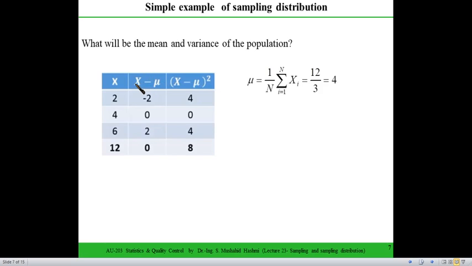X is your observation. If you take the difference between your observation and your mean value, then 2 minus 4 would be minus 2, 4 minus 4 would be 0, and 6 minus 4 would be 2.